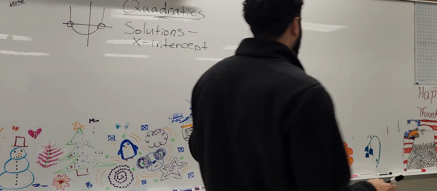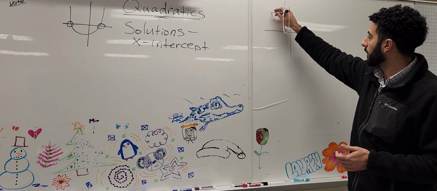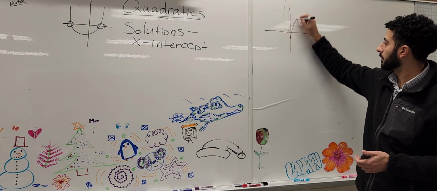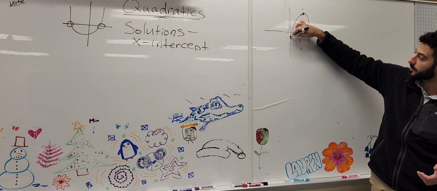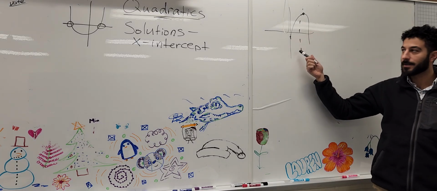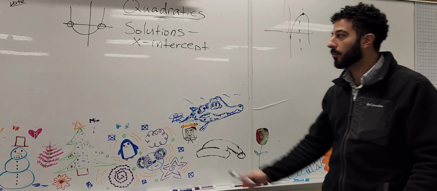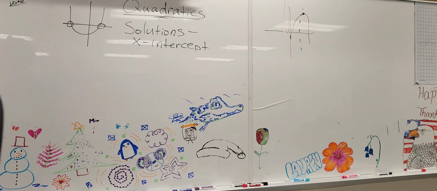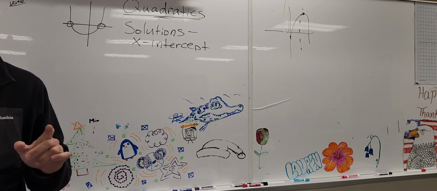So far, what we know is if we have a quadratic equation, given to us or drawn out, we can find the axis of symmetry, the vertex, and the y-intercept. None of those have to deal with the x-axis. So now we're taking a look at where it does cross the x-axis. So now you can plot even more points and get an even clearer picture of what the quadratic looks like.